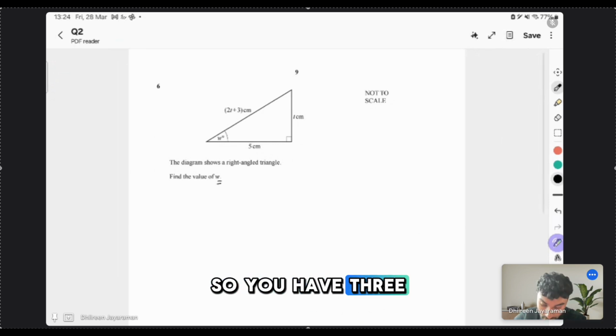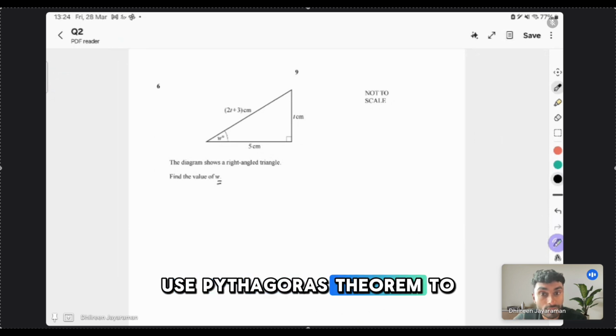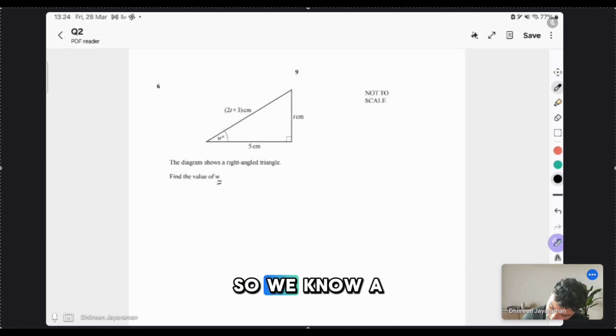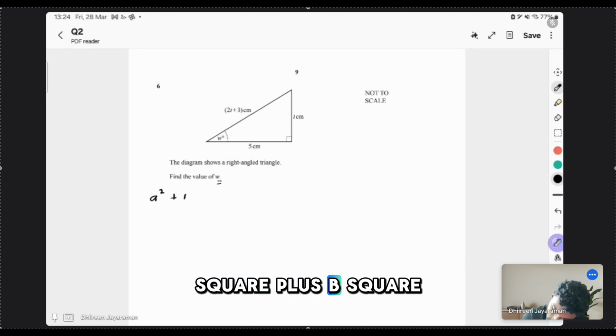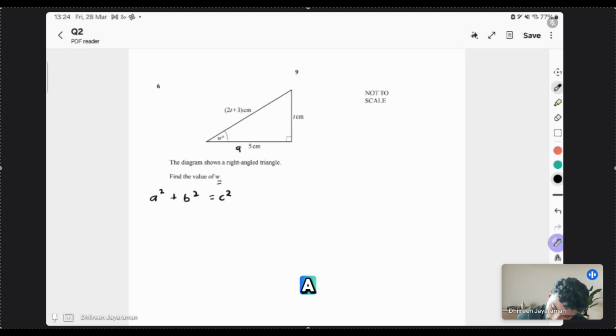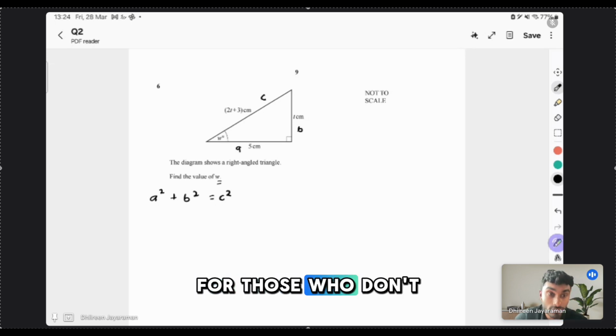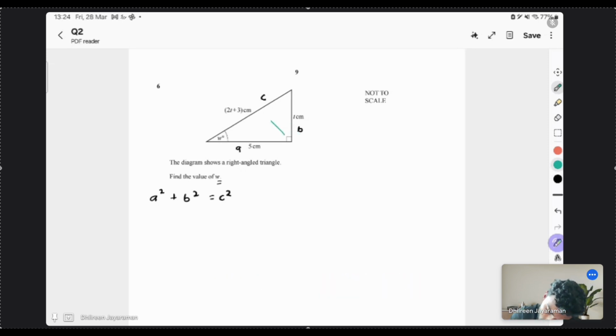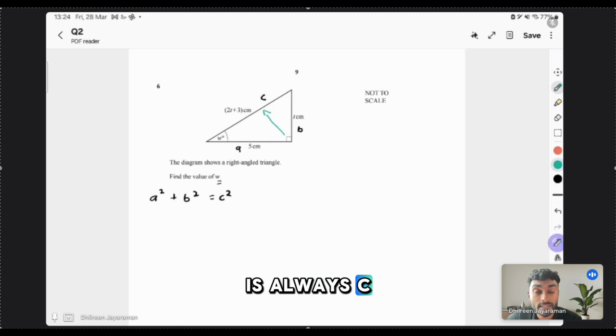So you have three lengths. It's a right angle triangle. You'll be able to use Pythagoras theorem to find t. Let's do that first. So we know a squared plus b squared equals c squared. We know this is a, this is b, and this is c. For those who don't know, how we get these values is the side opposite the right angle is always c, the other two are a and b.